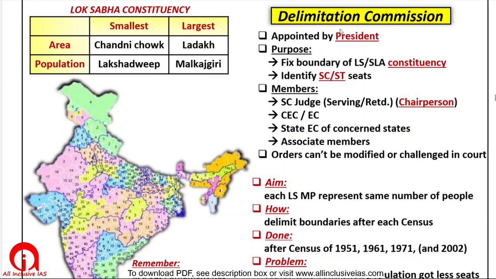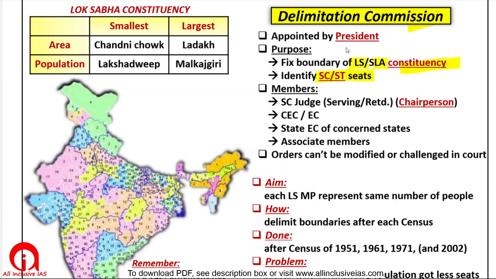Delimitation Commission. The Delimitation Commission is about fixing the boundaries of Lok Sabha and state assembly constituencies. It also identifies which seats are to be reserved for ST and SC candidates.